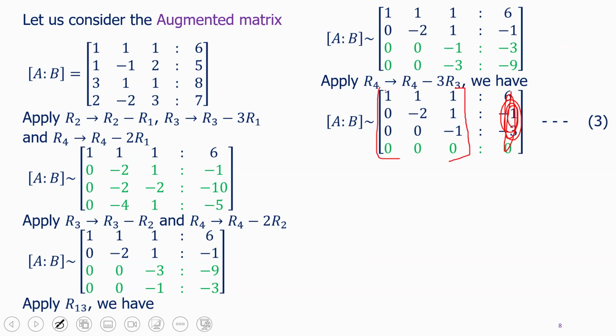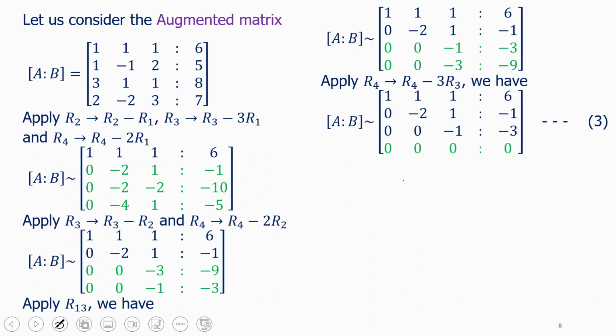So now let's see how to get the rank of a matrix once it is converted into echelon form. We just have to count how many non-zero rows are present in the given matrix. The first row is non-zero, this row is non-zero, this row is non-zero, but the last row is 0, 0, 0. So how many non-zero rows are present here? Definitely 3. So the rank of the coefficient matrix is 3.